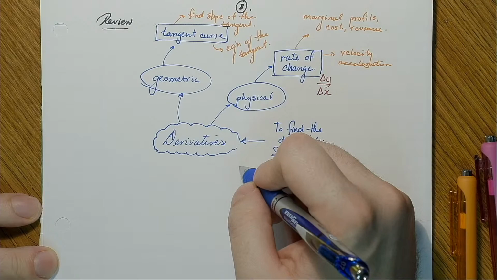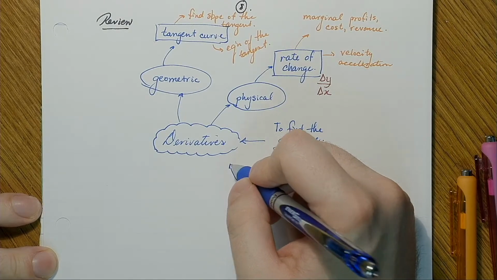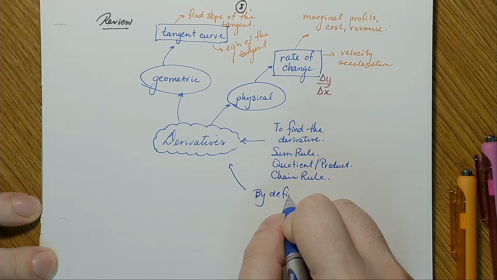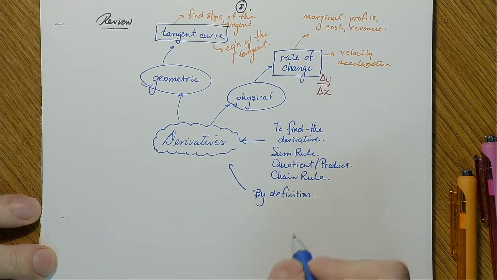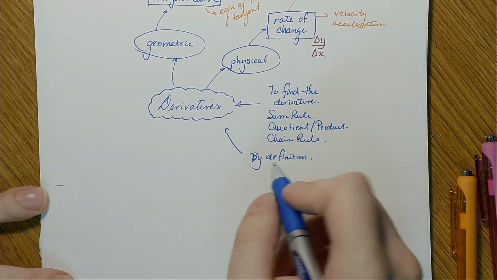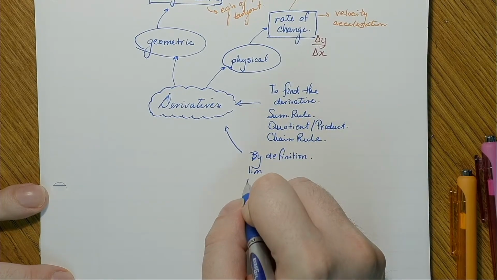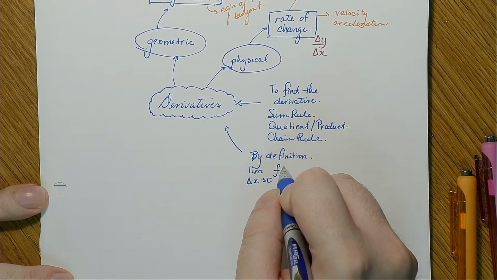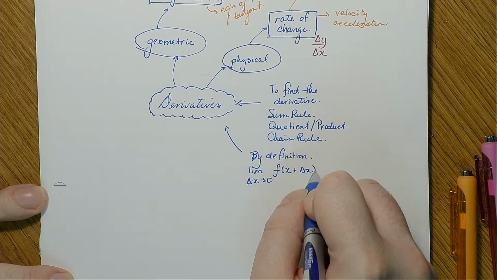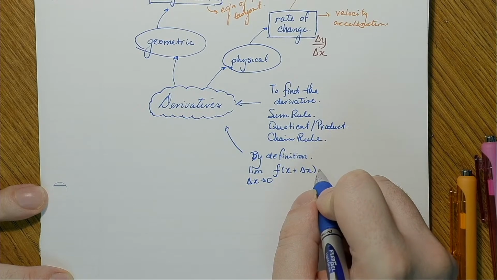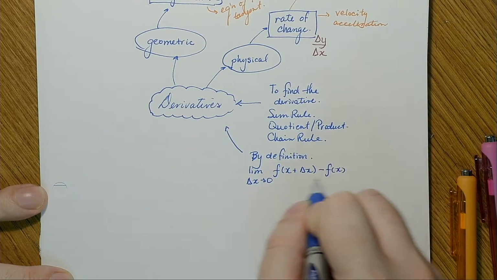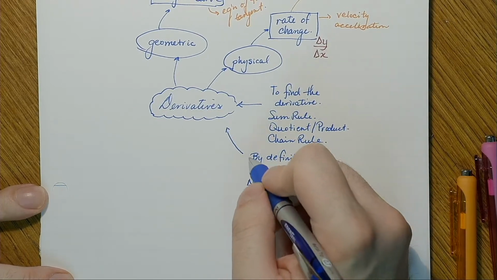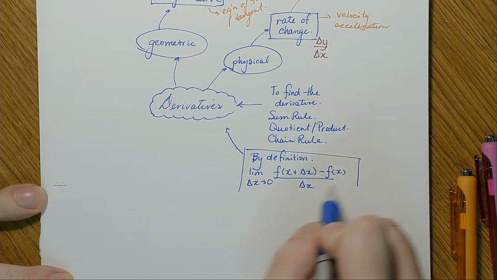The other one is by definition of it. And to find it by definition, that's where we had that limit of f of x plus delta x minus f of x all over delta x. So that's by definition.